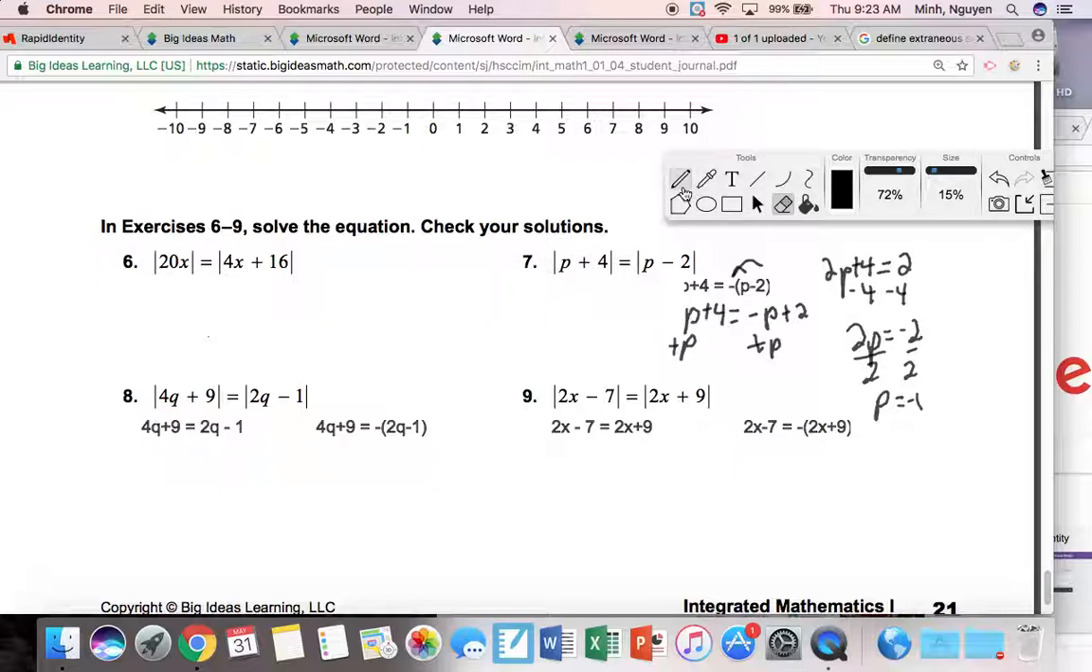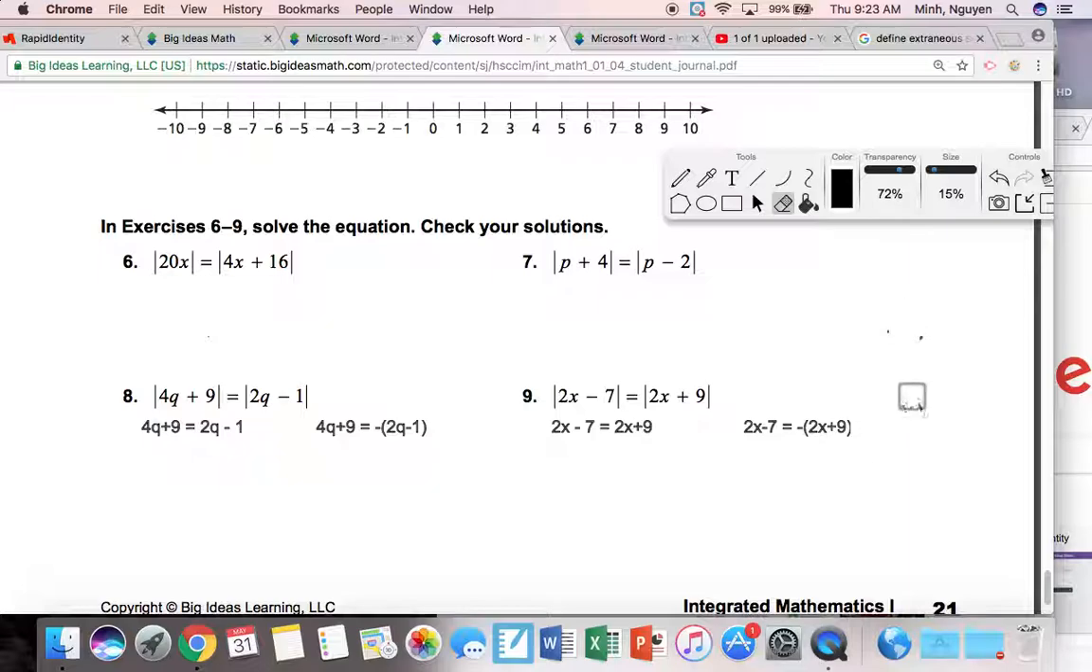Negative 1 plus 4 is positive 3. Negative 1 minus 2 is negative 3. But when we take the absolute values of both of those, we get 3. So bada bing, bada boom, it works out. We can erase this now. I don't know why I'm bothering. Just make the screen neater and less visually distracting.